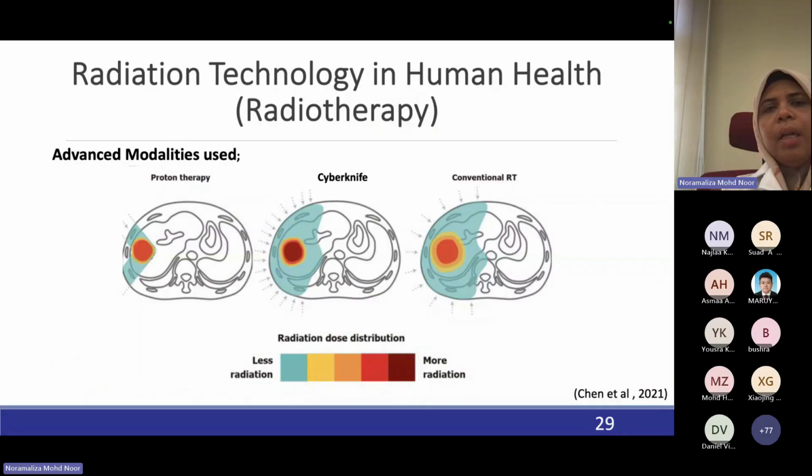Okay, we know the advancement in radiation technology in radiotherapy, which is proton, CyberKnife, and conventional RT, is why you can spare more of the normal tissue. For example, with the proton beam, you can spare more normal tissue compared with conventional RT or CyberKnife. That's why most countries nowadays are moving towards having their own proton therapy. In Malaysia, we don't have it yet, but other countries like Thailand, Indonesia and Singapore already have proton therapy, and also Japan.